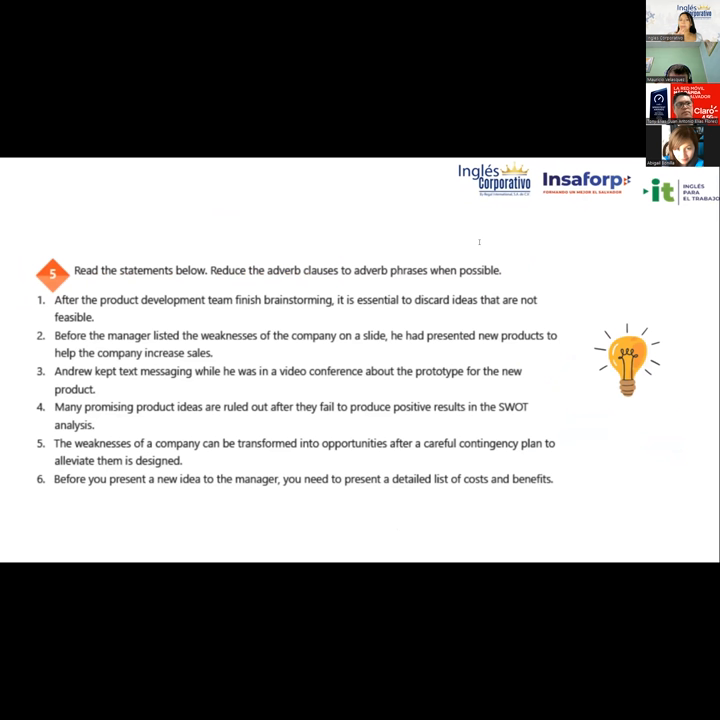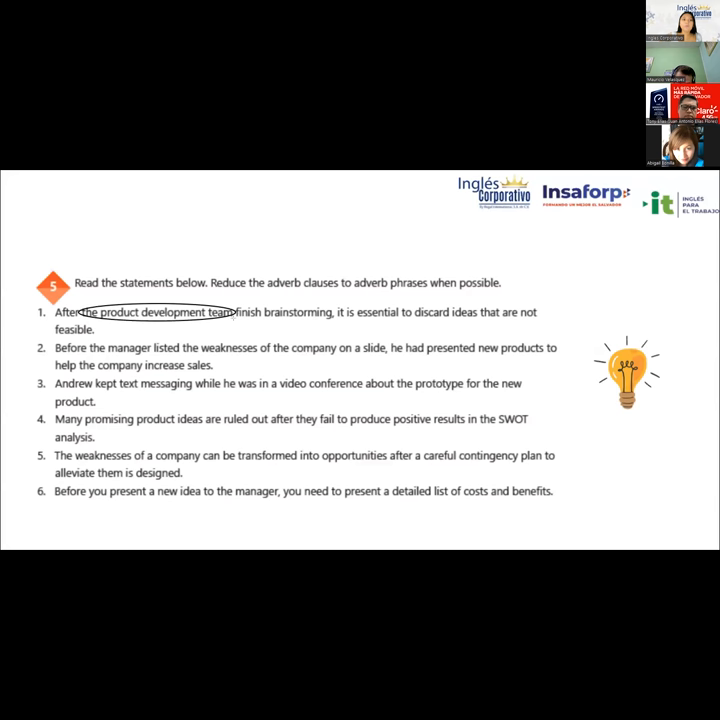After the product development team finish brainstorming, it is essential to discard ideas that are not feasible. Again, after the development team finish brainstorming, it's essential to discard ideas that aren't feasible.